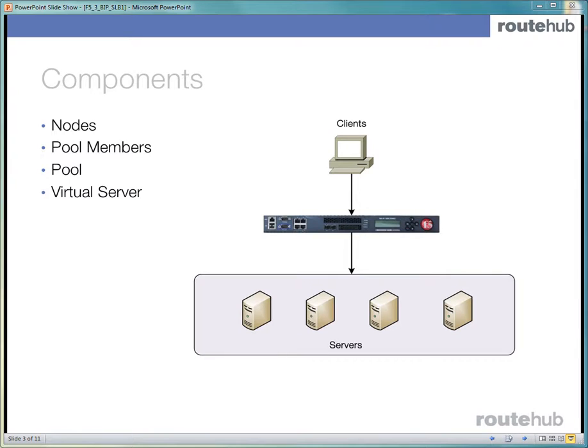Now, to configure load balancing on a big IP appliance, it's important to understand the components that are involved and how they should be configured. And these main components involved are nodes, pool members, a pool, and a virtual server. Let's talk about each of these one by one.